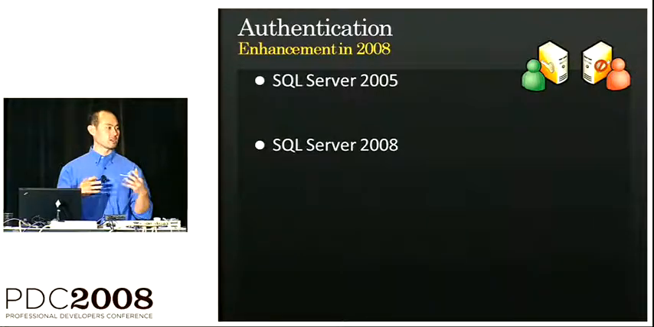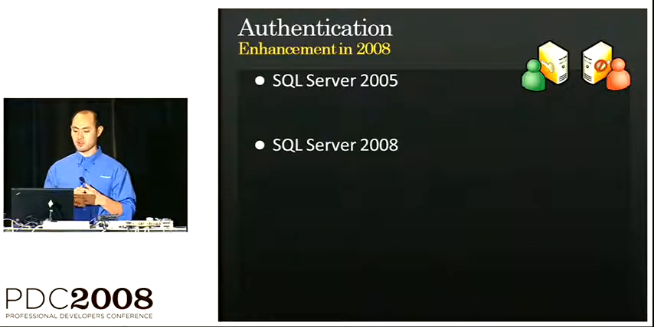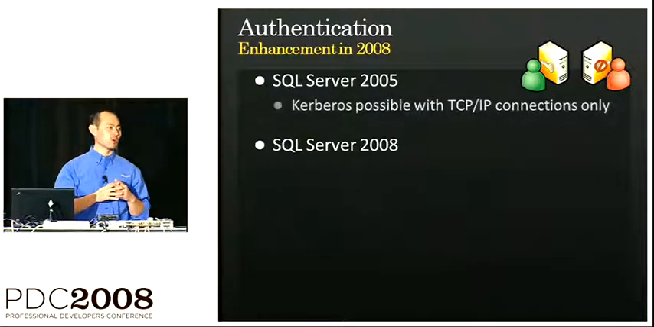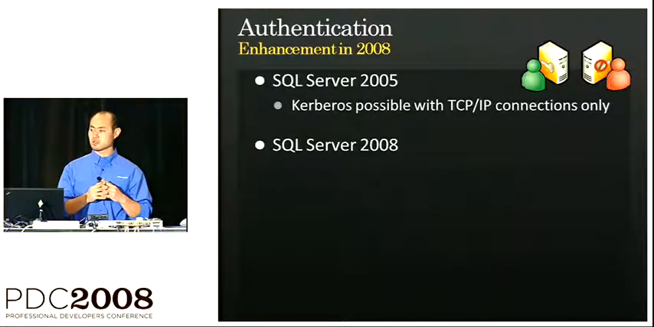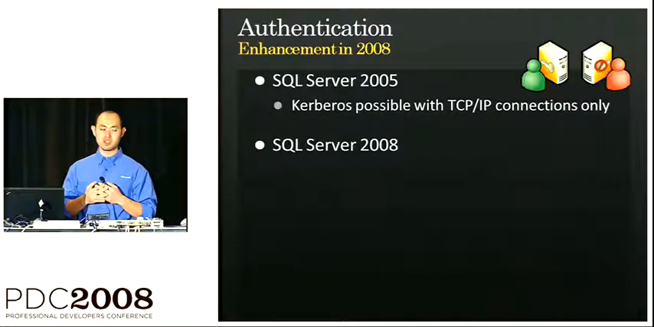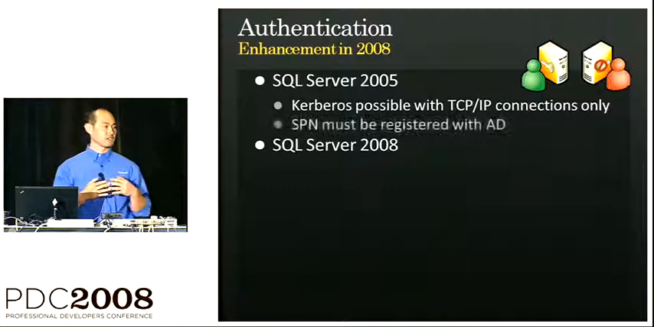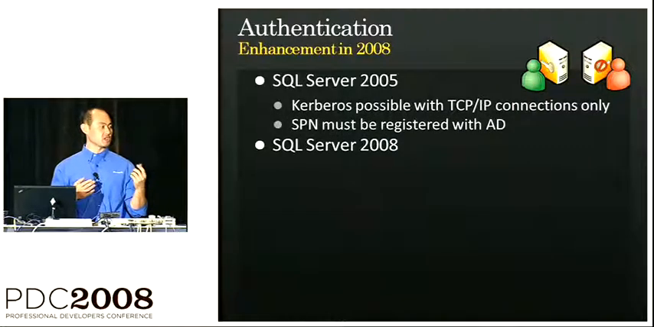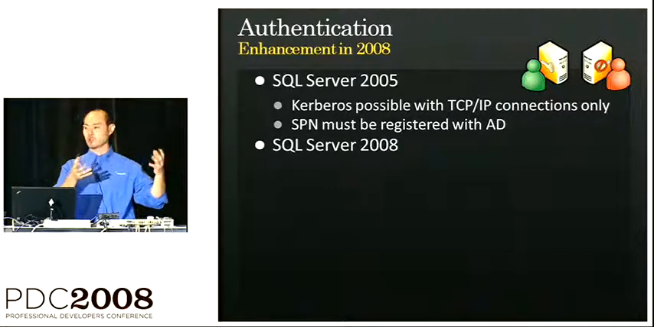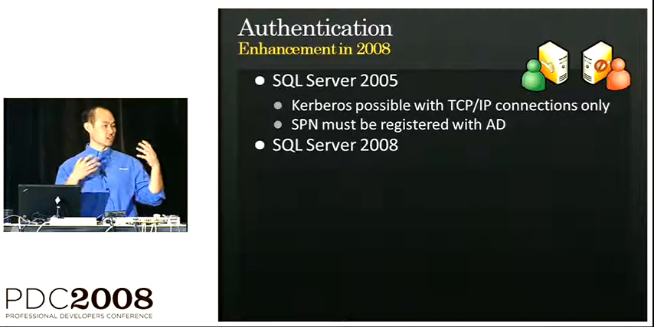The enhancements are around Kerberos. And as I mentioned before, you want to use Kerberos as much as possible if you're using Windows authentication. In 2005, Kerberos was only actually available on TCP/IP connections. So if you connected to the server using named pipes, you're pretty much using NTLM. You're guaranteed to be using NTLM, in fact. And you needed to have the service principal name, or the SPN, registered in Active Directory. The SPN, or service principal name, is basically the target of who you're authenticating against in Kerberos speak. And you need to register this in Active Directory.